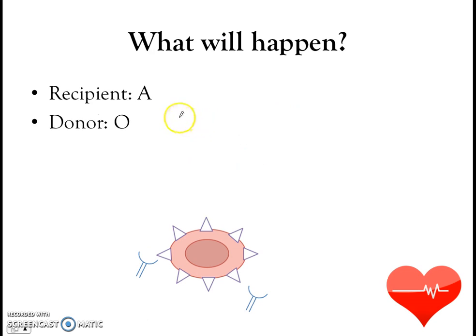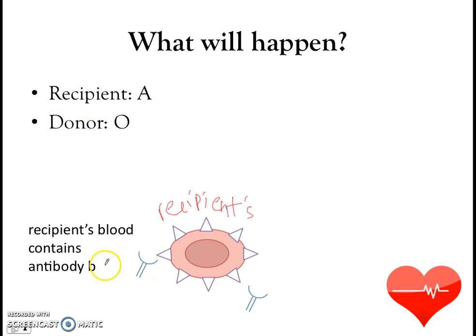So let's look at the opposite case. In this case, the recipient is blood type A, while the donor now is blood type O. So let's look at the recipient's blood again. So in the recipient's blood type A, the red blood cells have antigen A, and the blood plasma contains antibody B. So now if we donate the donor's blood, okay, the donor's blood is blood type O, so the red blood cells do not have antigen A, do not have antigen B.